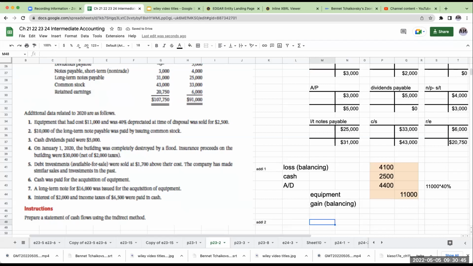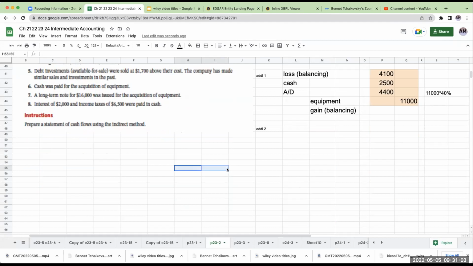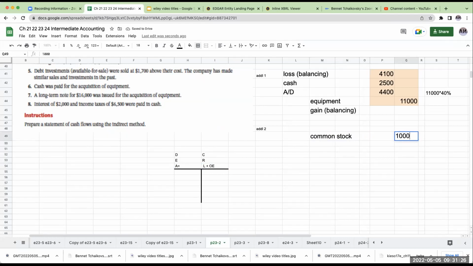So 10,000 of the long-term note payable was paid by issuing common stock. So it's a matter of issuing common stock and basically reducing my long-term note payable. So what happens? If I'm issuing common stock, what type of account is common stock? Well, common stock is a part of owner's equity. So right over here, I have my assets equal to my liabilities plus my owner's equity, DC, ER, right? So this is part of my owner's equity. I'm going to show an increase to that with a credit. So common stock is going to be over here for 10,000.